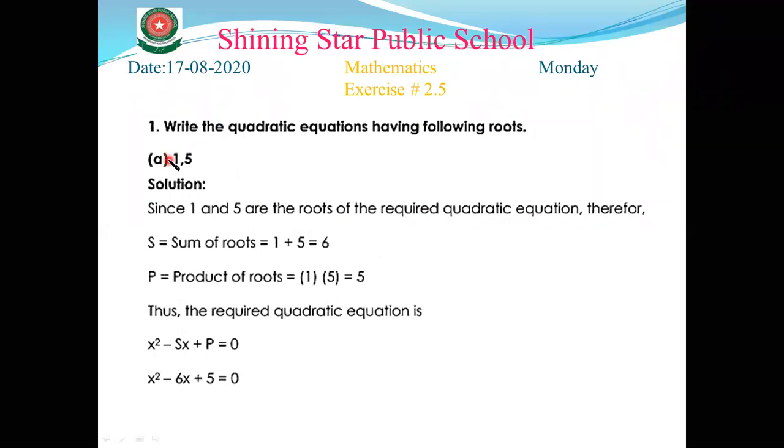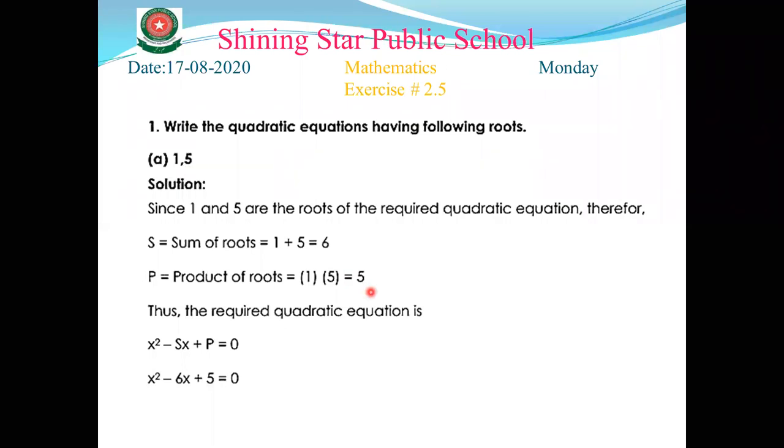So first of all, the roots are 1 and 5, and we know that for writing the equation we have to find the sum of the roots and the product of the roots. So the sum of the roots is 1 plus 5 is 6, and the product of the roots means 1 multiplied by 5 is 5. Very simple.